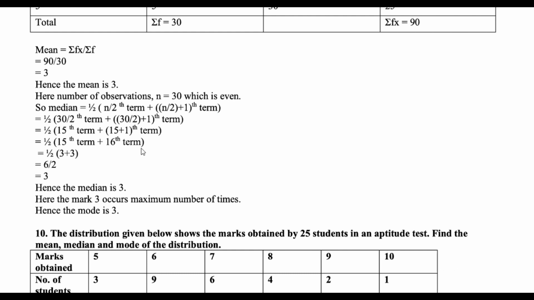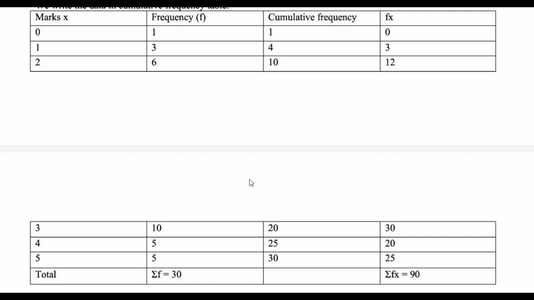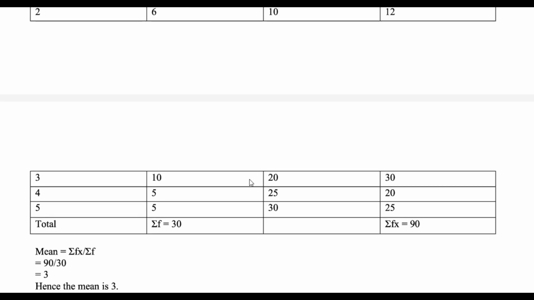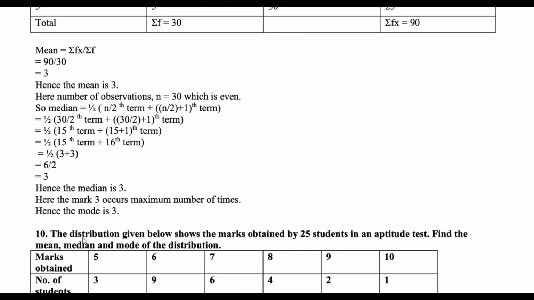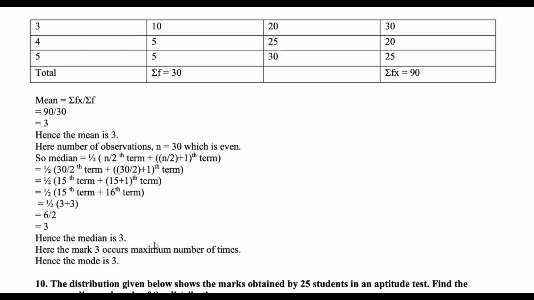15th term plus 16th term. 15th term and 16th term both will be coming under this particular row. That is 10. Here 20. And here the mark is 3. So the median will be 3.